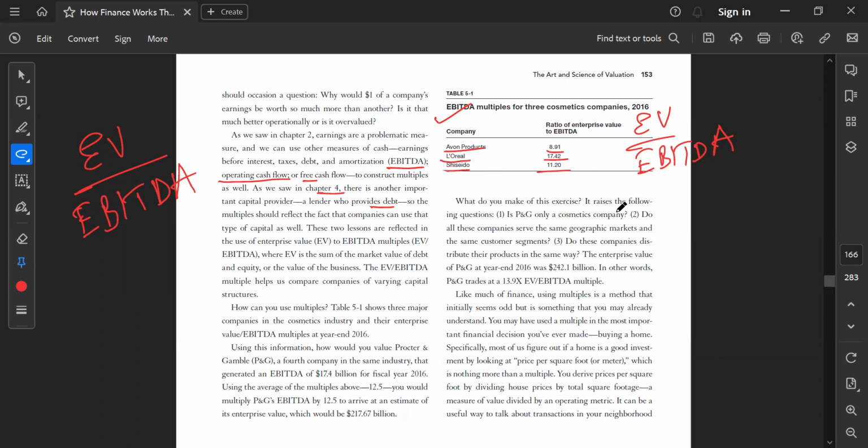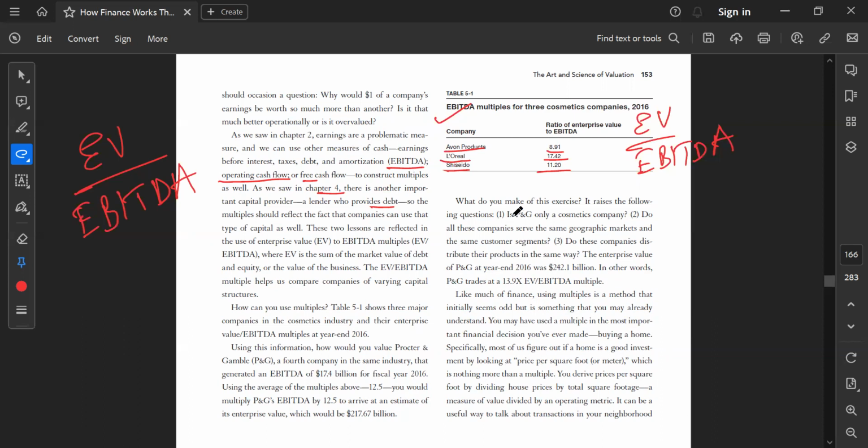What do you make of this exercise? It raises the following question: is Procter and Gamble only a cosmetics company? Do all these companies serve the same geographic market and same customer segments? Do these companies distribute the enterprise value of like much of finance, using multiples is a method that initially seems odd, but is understandable. You may have used a multiple in other more important purchases, like buying a home.